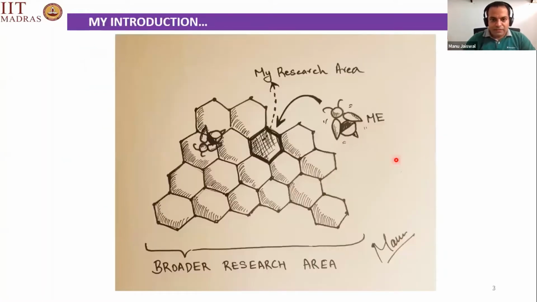Quick introduction: this small honeycomb is my research area, and this is me, and it would not be interesting enough if I just talk about this. Unless I talk about the broader research area, I would not be able to convey the excitement in the field. There is one more motivation why I made this sketch as an introduction, and that has to do with this honeycomb lattice. This honeycomb lattice is the crystal structure which graphene has, and that is one of the primary materials whose properties I would be discussing today.